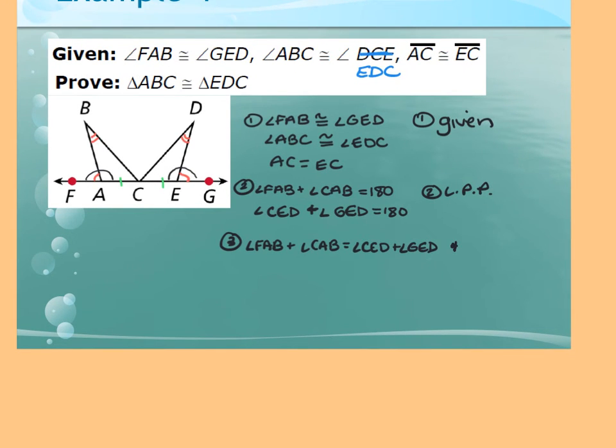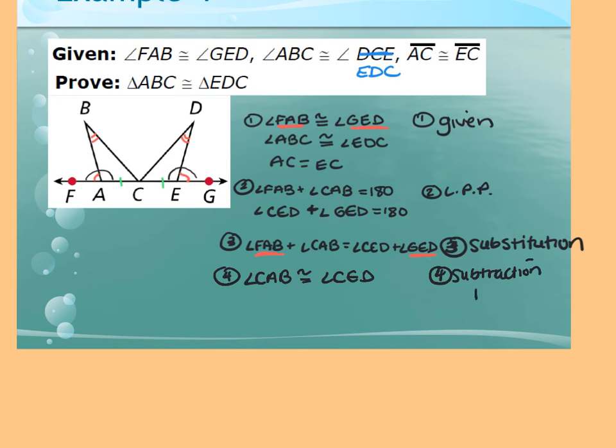Then you can do subtraction, right? Because they're equal. So what's in common here that I can take away are the angles that were originally marked, which is the FAB and the GED. I already said they're congruent, so I don't have to say they're congruent again. That was already in my given, which means I can just subtract them off. CAB, CED, subtraction property of equality. Now I just said that these are congruent, this would be angle, side, which is angle, angle, side. Good.